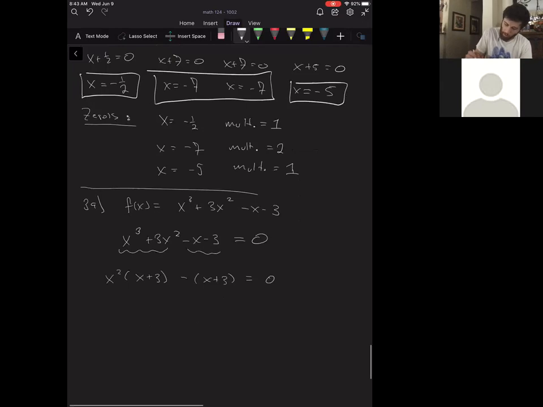But now both of these terms have an x plus 3. There's an x plus 3 here. There's an x plus 3 here. So we could factor that piece out. So from the first term, we're going to be left with an x squared. And from the second term, we're going to be left with a minus 1.